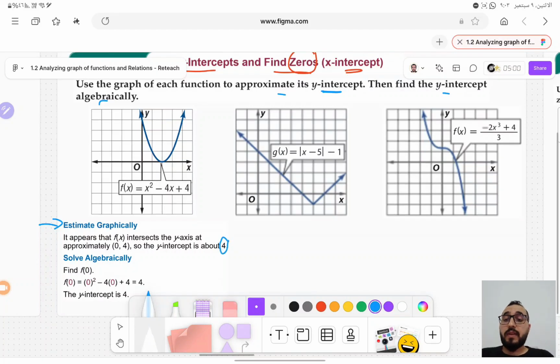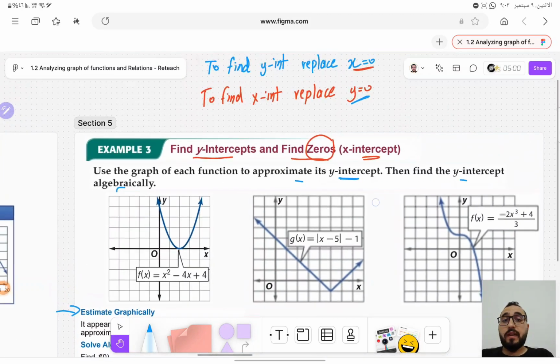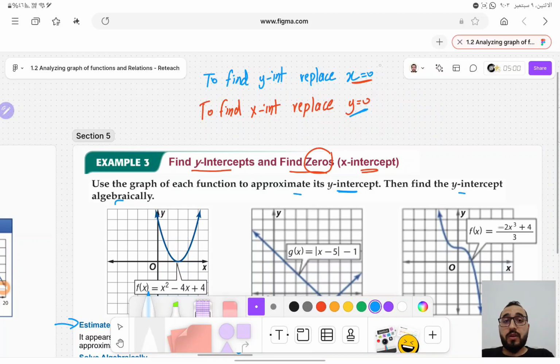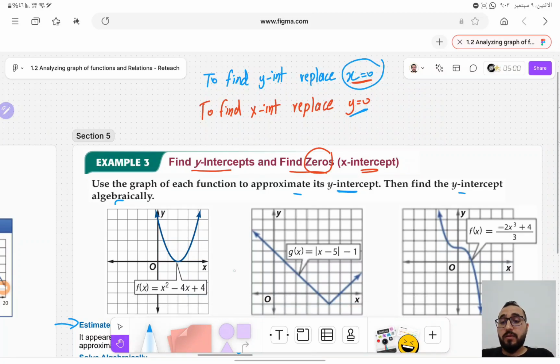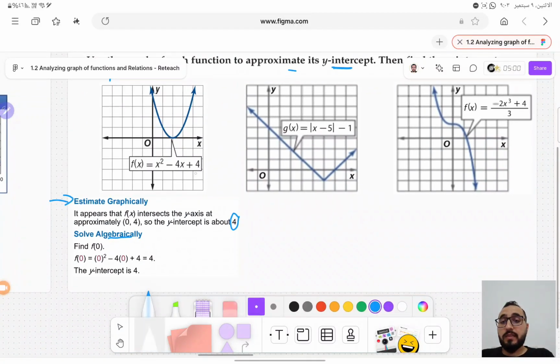Now how can I do this algebraically? As I told you, if you need to find y, you have to put x equal 0. As you can see here, this is the function. Every x you have to replace with 0. So f of x equals x squared minus 4x, and you have to put 0 in place of x.